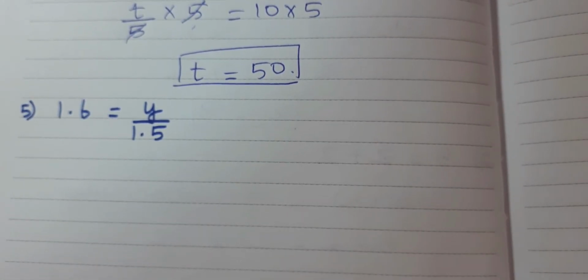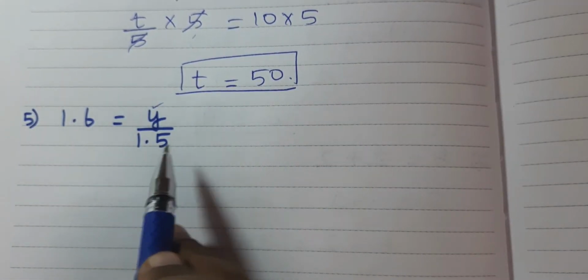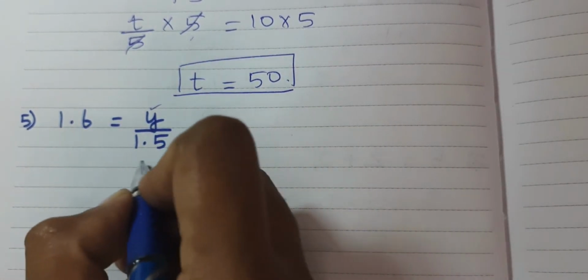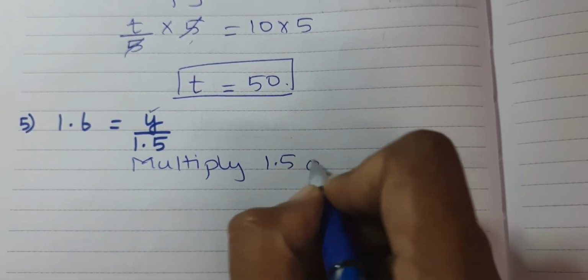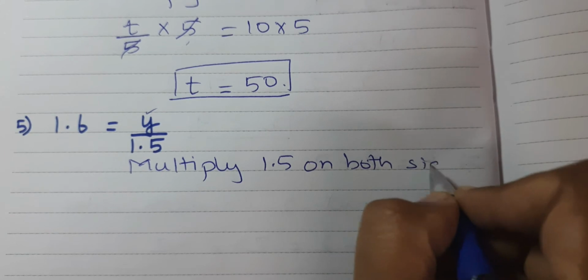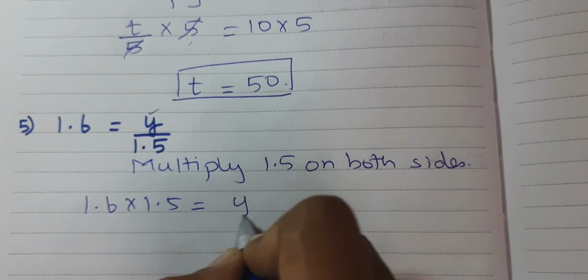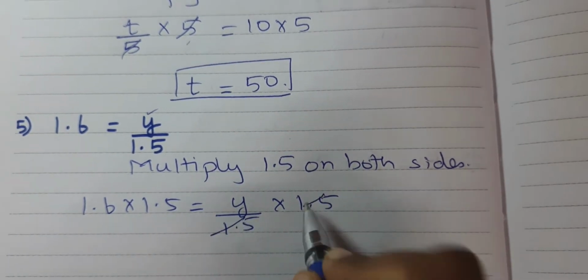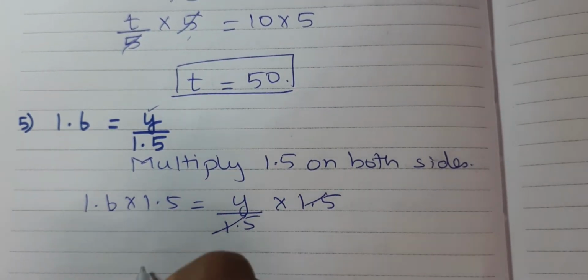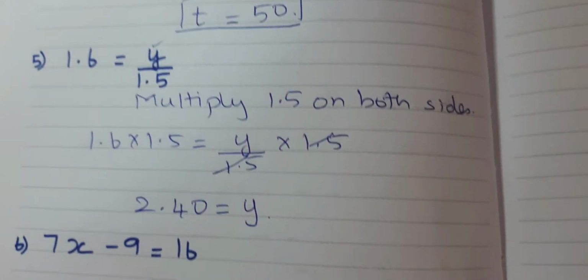Next, 1.6 equal to y divided by 1.5. So y is the variable. I want to eliminate this number. So it is in division form. So what is the first step? Multiply 1.5 on both sides. So 1.6 into 1.5 equal to y divided by 1.5 into 1.5. So you can easily cancel this. 1.6 into 1.5, it is 2.40. So the answer of y is 2.40.